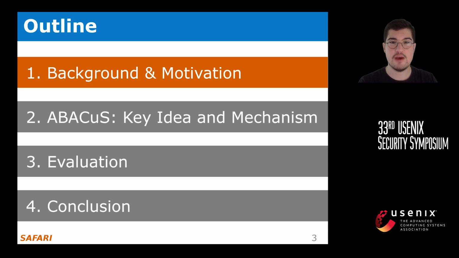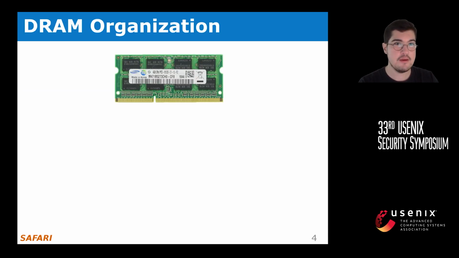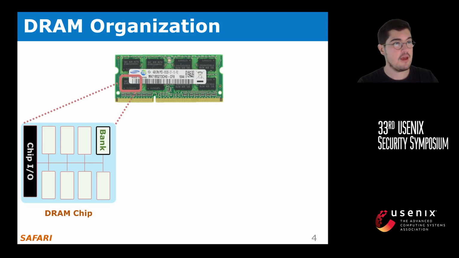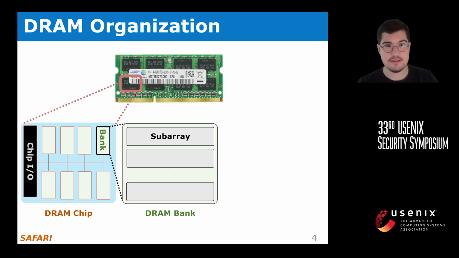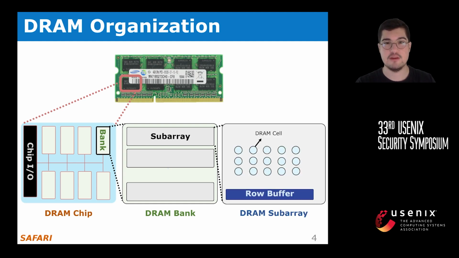I'll start with a brief background on DRAM and RowHammer. This is a DRAM module used as the main memory on many systems that we have today. A module consists of multiple chips, each of which contains multiple banks, and each bank is composed of many subarrays. And within each subarray, there's a two-dimensional array of DRAM cells.